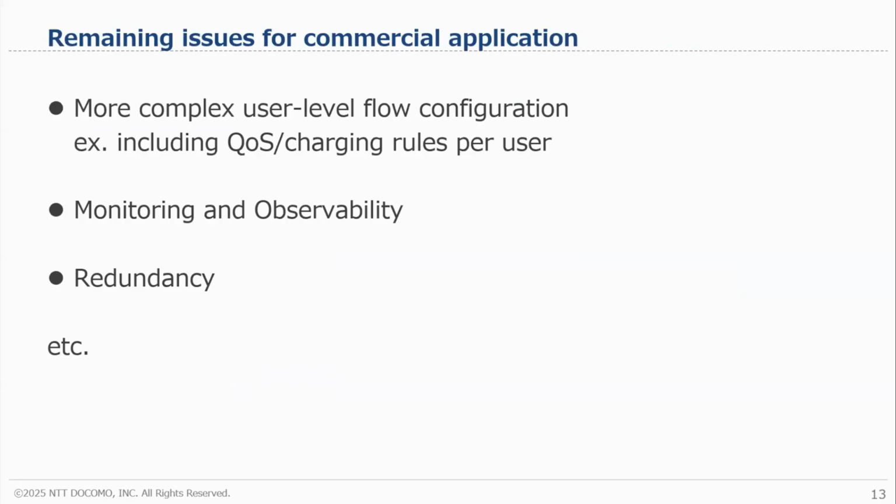However, there are still remaining issues for commercial applications. For example, we need more complex user level flow configurations. For example, we need QoS and charging rules on a per user basis. And of course, monitoring, observability, and redundancy are essential for telecom networks. So we need those supports in the future.